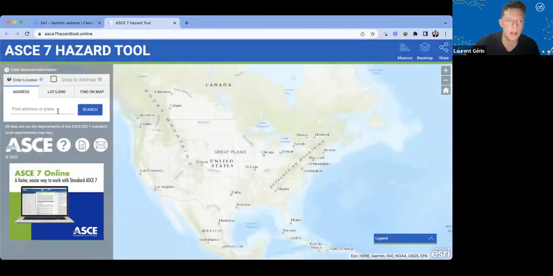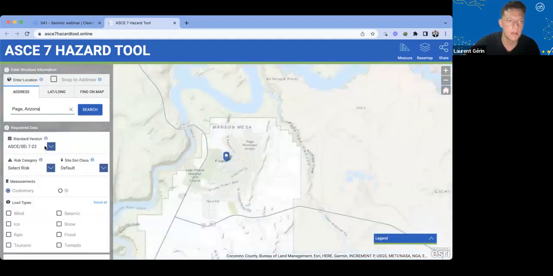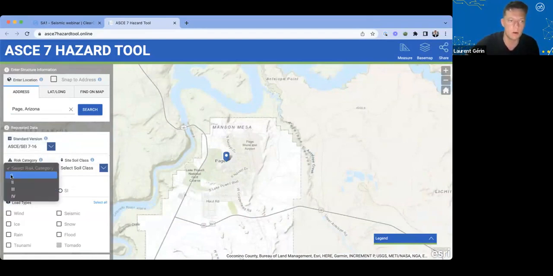And we're going to do this. And I'm just going to type here P.Eng, Arizona. Perfect. Standard version, we're working in ASCE 7-16 right now. So I'm going to pick this one. Risk category for a house that's going to be class 2.